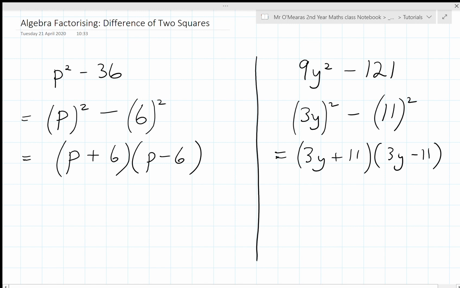Straightforward, but you're looking out for only two terms, a minus in the middle, and you're looking out for the familiar square numbers like 16, like 9, like 100, 144, and 81, square numbers that we all recognise and see very often. Okay.